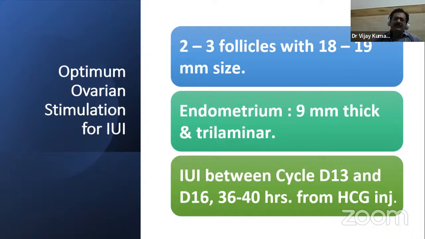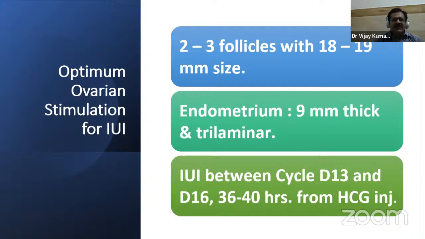Not only the number of follicles, even the endometrium should be of the proper thickness and echo pattern. We consider anything more than 8 mm thickness of the endometrium as satisfactory in ovulation induction.